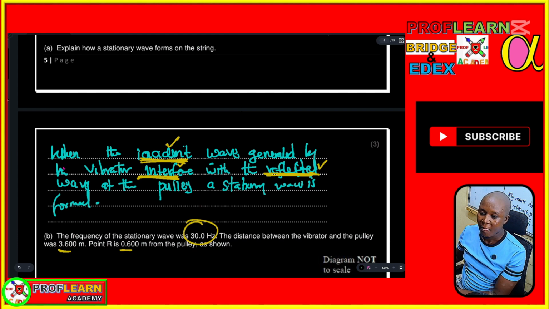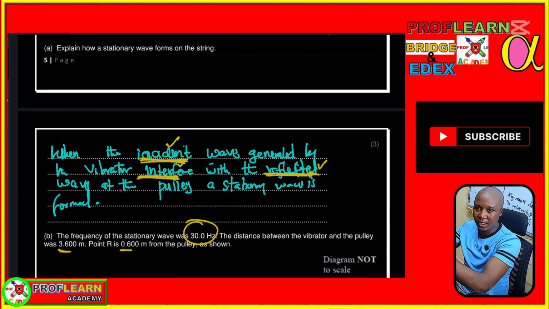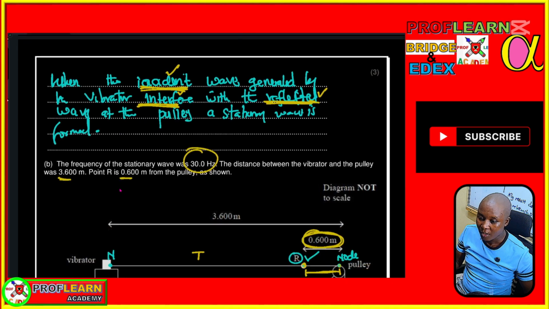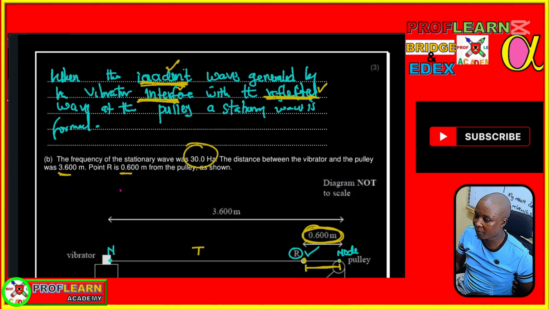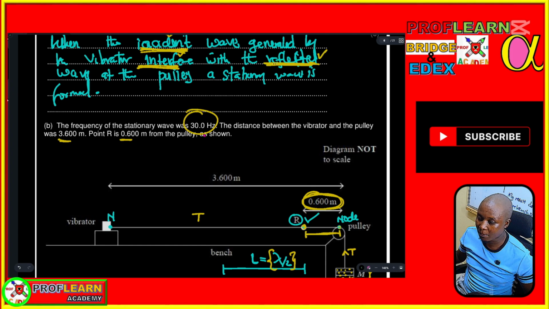We can say, when the incident wave generated by the vibrator interferes with the reflected wave at the pulley, because the incident wave will travel to the pulley, then when it reaches there, it's going to be reflected and travel back. When the two waves interfere, then a stationary wave is formed. The frequency of the stationary wave was 30 hertz. The distance between the vibrator and the pulley was 3.6 meters. Point R, which is 0.6 meters from the pulley, is as shown.